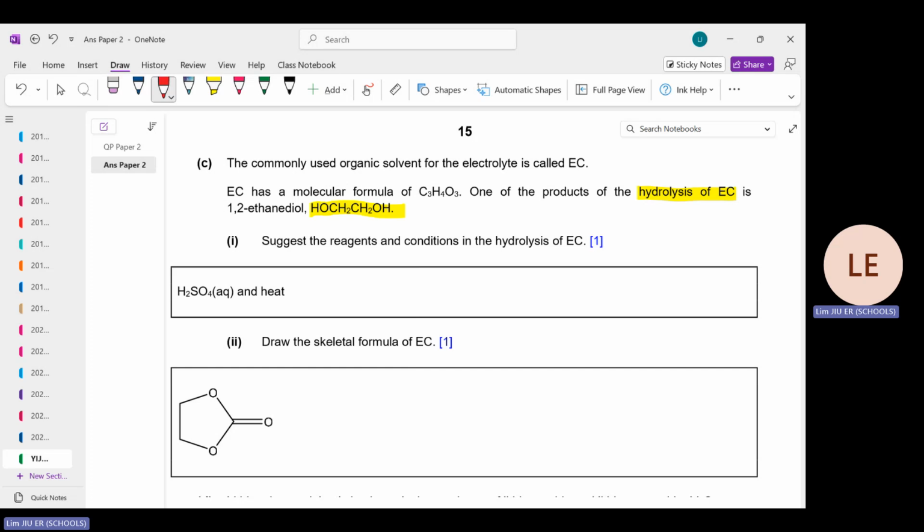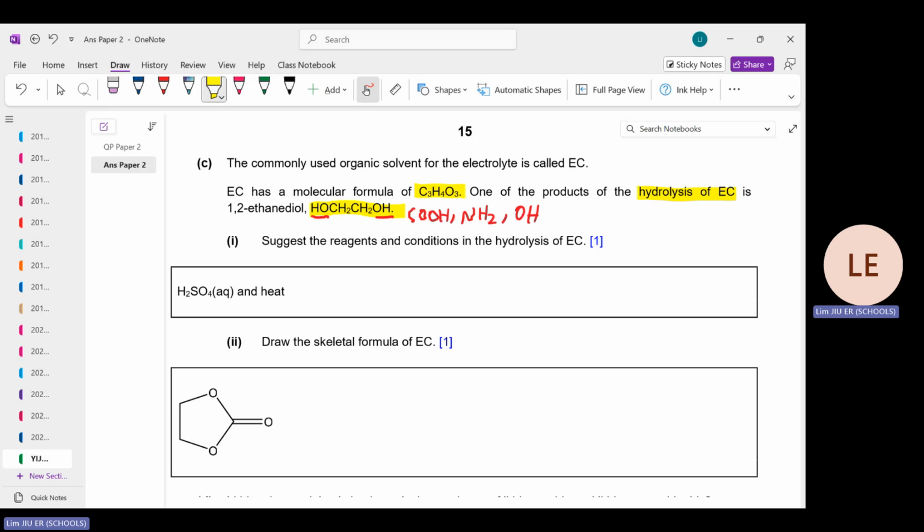You notice that if I hydrolyze something, the common ones are your COOH, your NH2, and your OH. If I hydrolyze my ester, I will get a COOH and an OH. If I hydrolyze my amide, I will get an amine and a COOH. Okay, so that is how you go through your hydrolysis. So in this case, you notice that there are already two OH groups here.